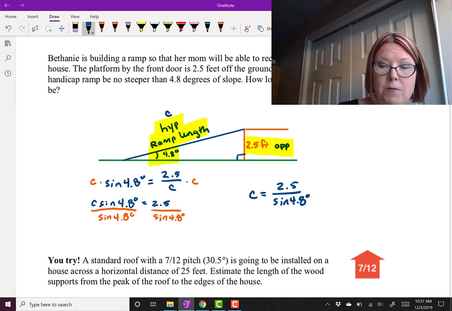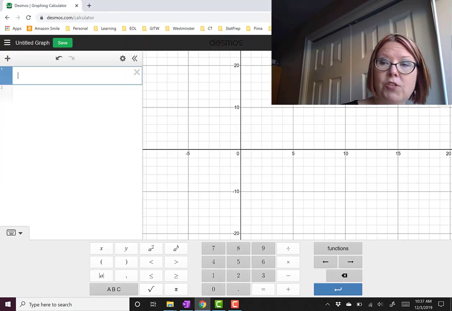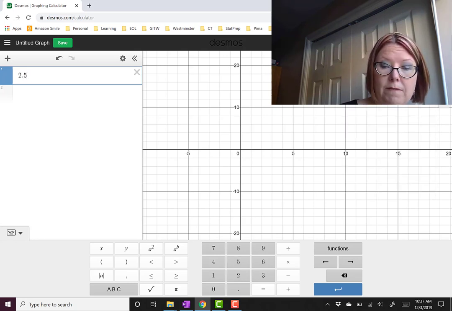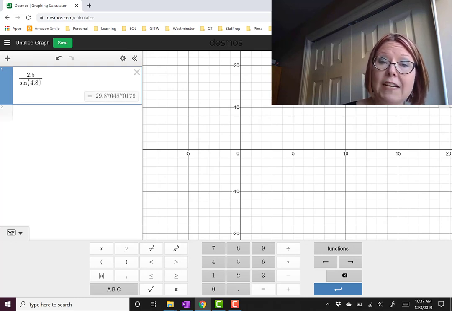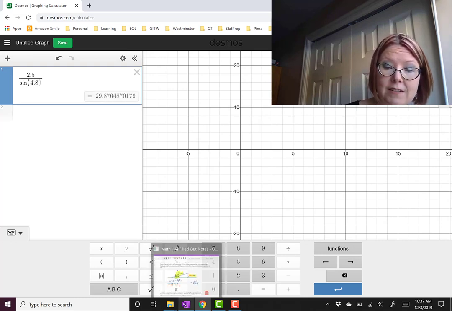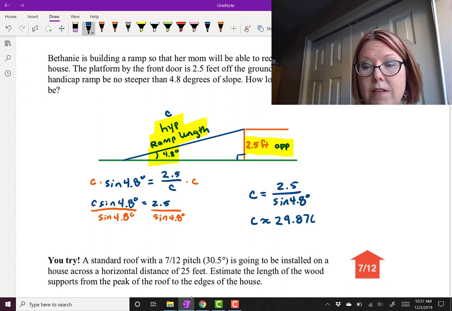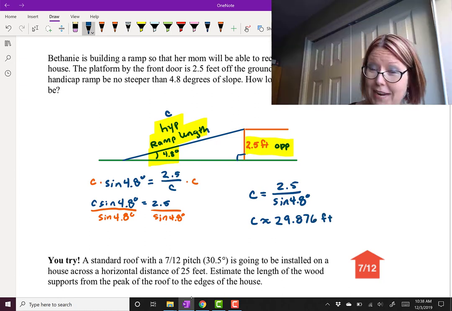Let's run over to Desmos and see what that is. Double check that you are in degrees. So C is 2.5 divided by sine of 4.8, and that's 29.876. So C is about 29.876 feet. That's a pretty long ramp to get up 2.5 feet.